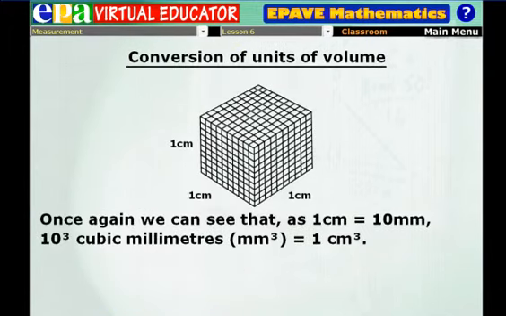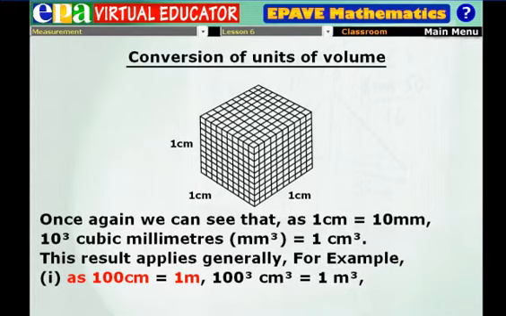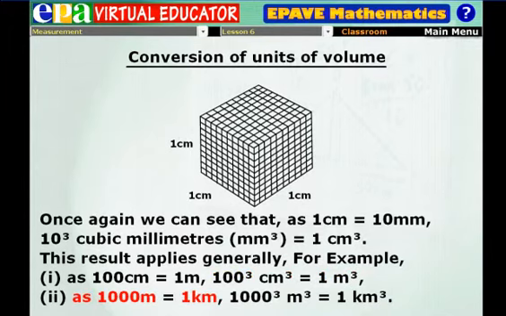Again, we see that as 1 centimeter equals 10 millimeters, 10 cubed cubic millimeters equals 1 cubic centimeter. For example, as 100 centimeters equal 1 meter, 100 cubed cubic centimeters equals 1 cubic meter, and as 1,000 meters equal 1 kilometer, 1,000 cubed cubic meters equal 1 cubic kilometer.